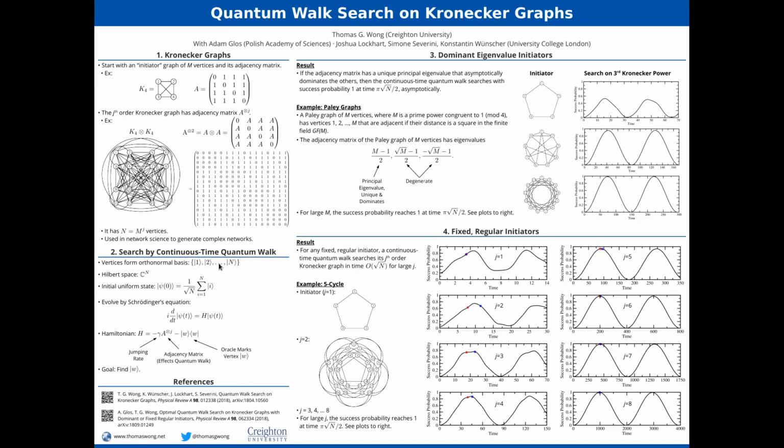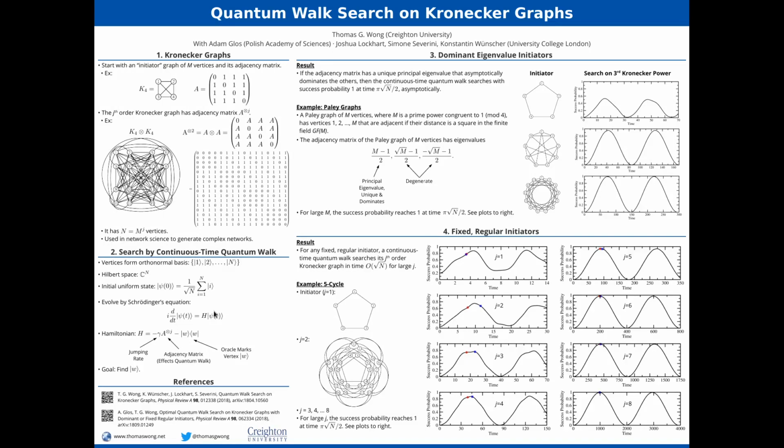So let's label these vertices 1 through n, and we're going to start off our algorithm in a uniform distribution over all the vertices. So the initial probability over these 16 vertices in this picture would be 1 over 16, 1 over 16, 1 over 16, 1 over 16, and so forth. So we have an equal distribution over all of these vertices.